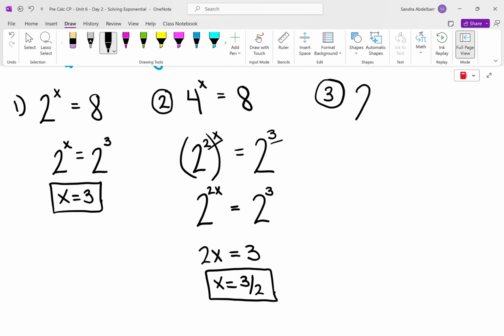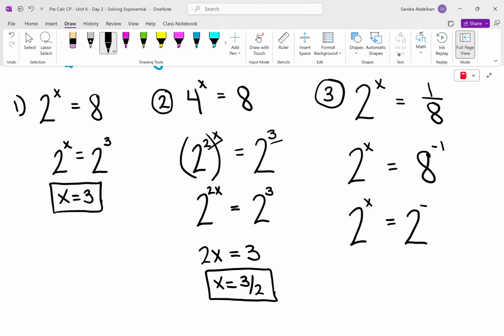Let's do another one. So here I have 2 to the x is equal to 1/8. Well, what did I say to do with any fraction that has a numerator of 1? Change it into what? An integer with a negative exponent. So this becomes 8 to the negative first. We're going to change them both into a base of what? 2. So we end up with 2 to the negative third. What does this tell us? X is equal to negative 3.